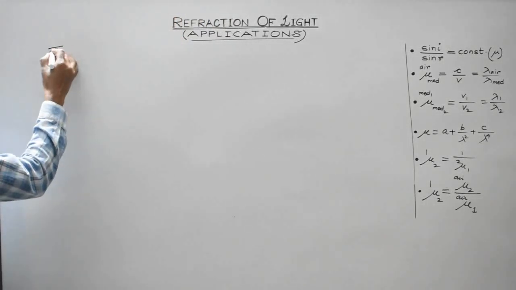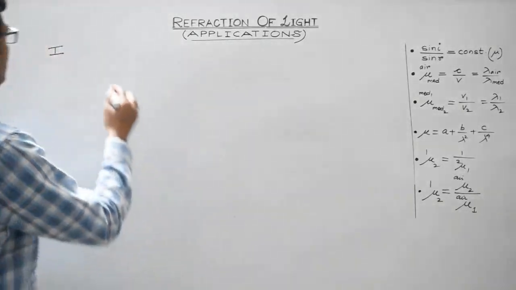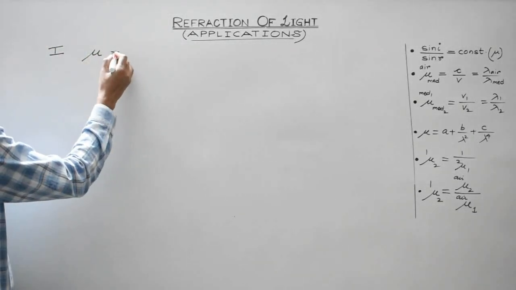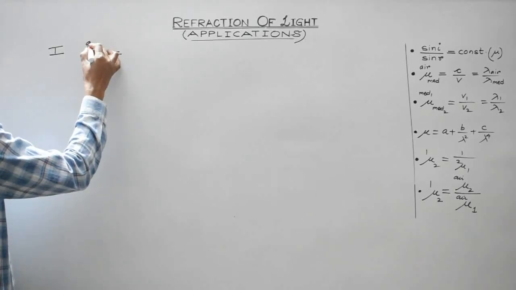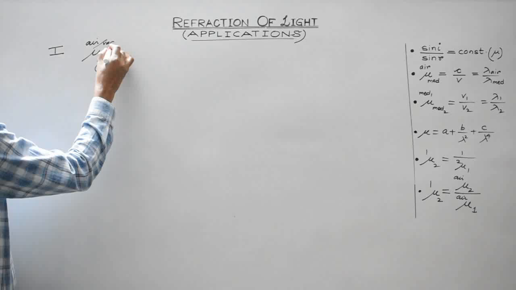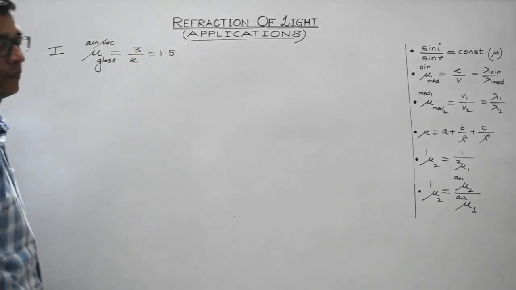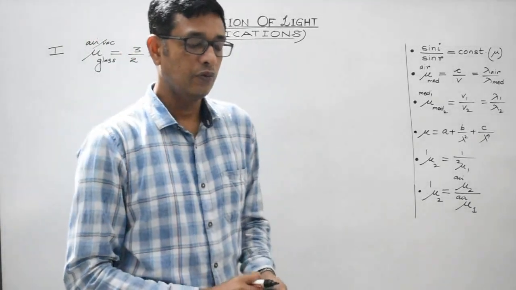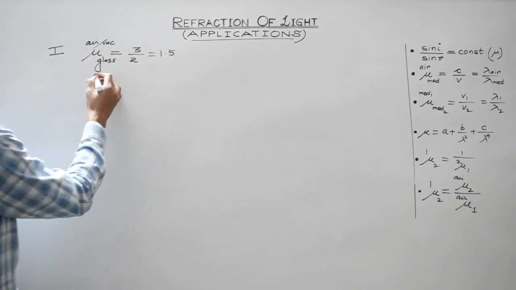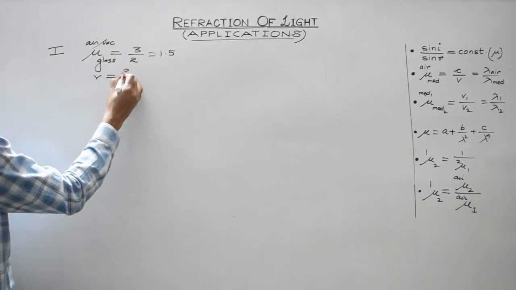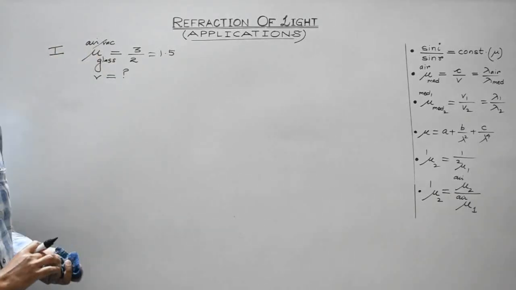Let's consider the first example. Suppose light is traveling in a glass whose absolute refractive index, absolute meaning with respect to air or vacuum, is given to be 3 by 2, which is 1.5. So the refractive index of the medium is given. We are supposed to find the velocity of the light in glass.